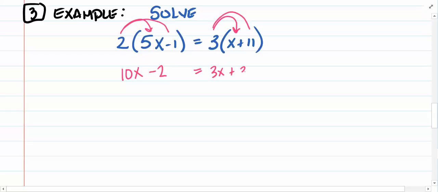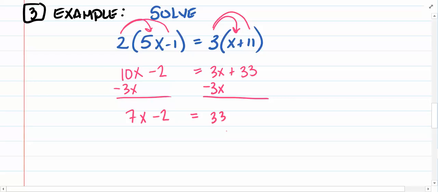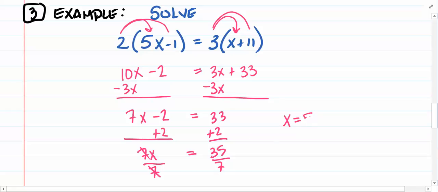plus 33. So now I'm right where I was before, where I have variables on both sides. So I'm going to go ahead and bring the variables to one side by subtracting 3x from both sides of the equation. So 10x take away 3x, 7x minus 2 is equal to, those cancel out, 33. Now I'm going to add 2 to both sides. So I'm going to get 7x is now equal to 33 plus 2, of course, is 35. I'm going to use the inverse operation of division, and then I'm going to divide both sides by 7. So I'm going to see that x is now worth 35 divided by 7 is worth 5.